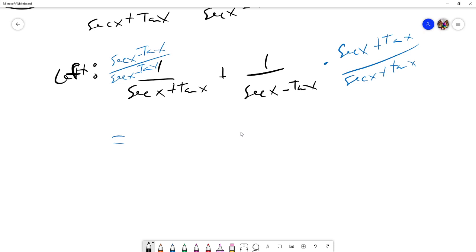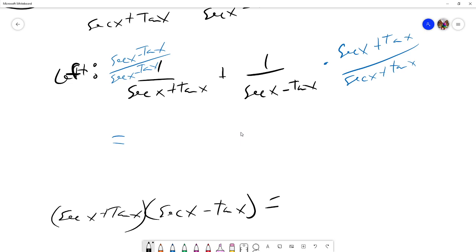I just want to make a quick note that secant x plus tangent x times the quantity of secant x minus tangent x is going to give you a secant squared x minus tangent squared x. I'm not going to work out the details on that. That's for you to decide. This is just an application of algebra. It's a difference of perfect squares.